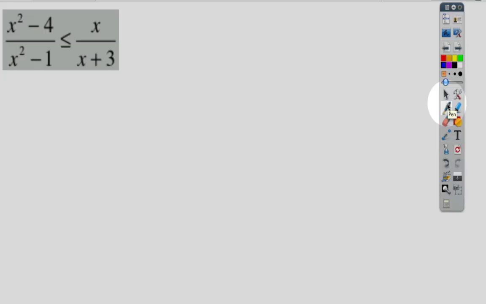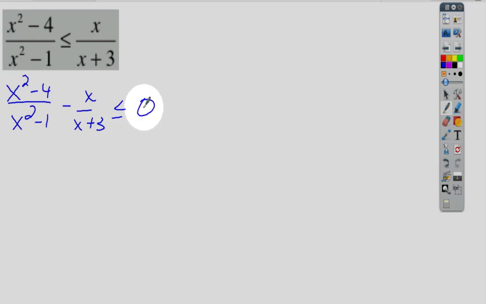All right, so here we've got a messier rational. Instead of having 0 on one side, we have an expression. So let's start analytically. We will look at minus x over x plus 3, creating a situation with 0 on one side. First thing we want to do is create a common denominator.